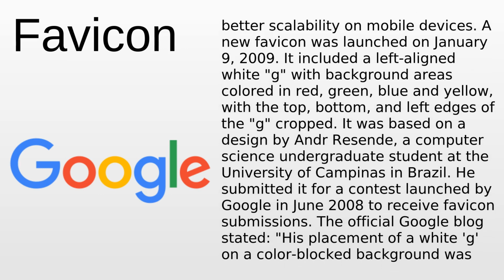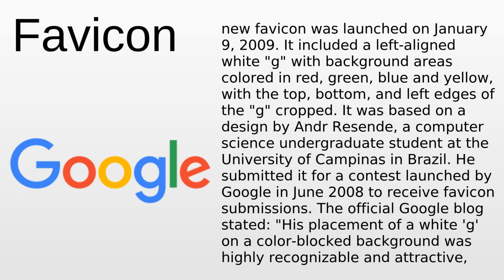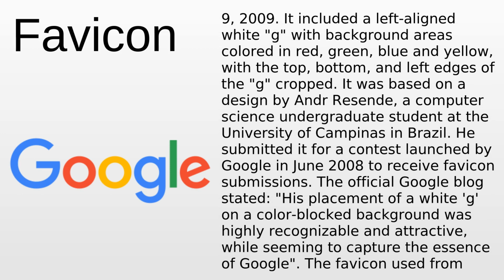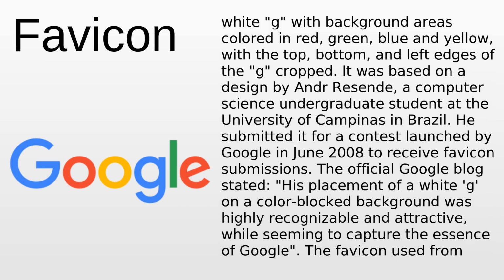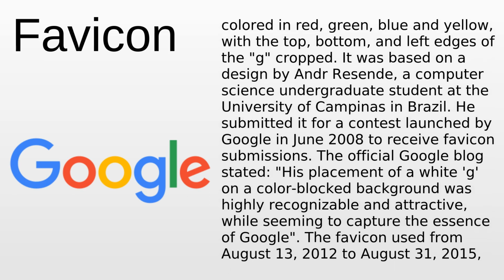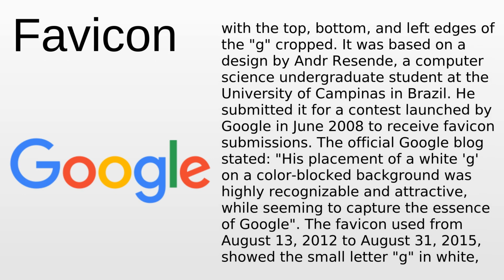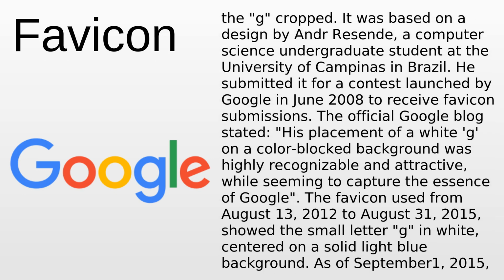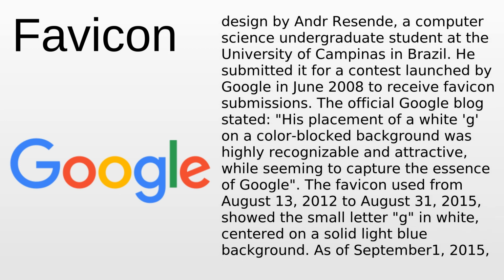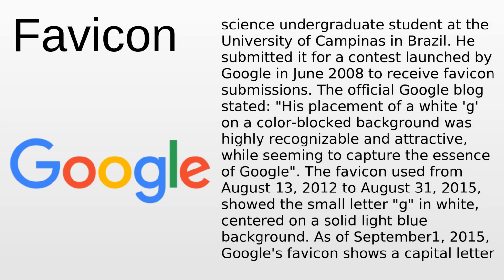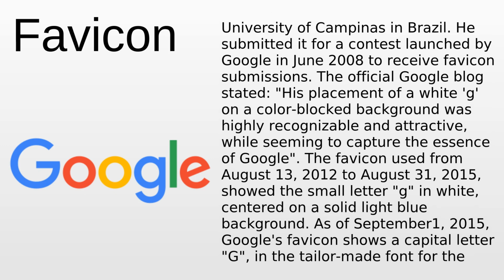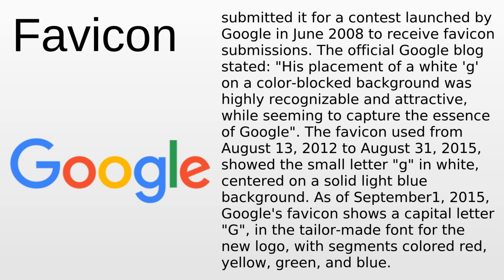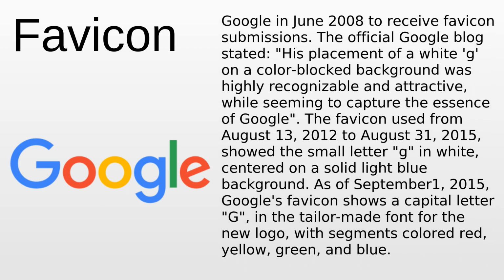On mobile devices, a new Favicon was launched on January 9, 2009. It included a left-aligned white G, with background areas colored in red, green, blue and yellow, with the top, bottom, and left edges of the G cropped. It was based on a design by André Sende, a computer science undergraduate student at the University of Campinas in Brazil. He submitted it for a contest launched by Google in June 2008 to receive Favicon submissions.